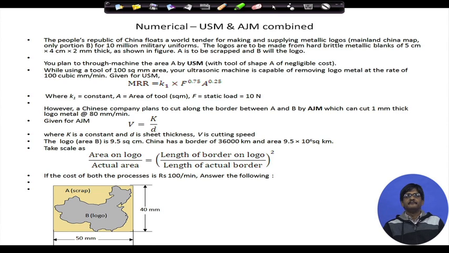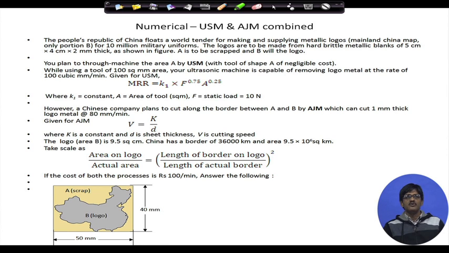So, in that case, what is the People's Republic of China intending to do? It is planning to make 10 million such pieces, 50 millimeter by 40 millimeter, looking like a small badge. These are going to be put into military uniforms, and the logos are to be made from hard, brittle metallic blanks of 5 centimeter by 4 centimeter by 2 centimeter thick, as shown in the figure. So, A goes away and B will be the logo. B is what we want and A is going to be removed.